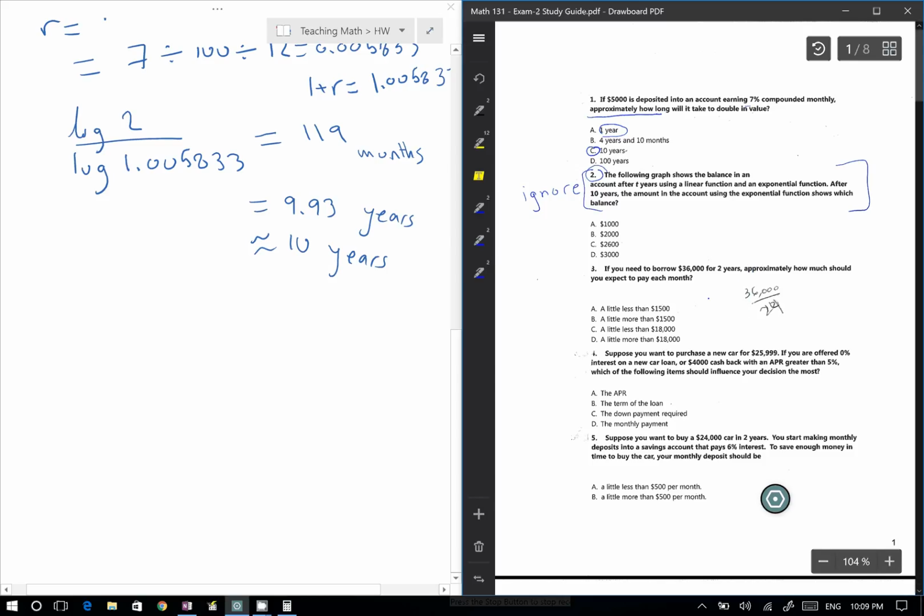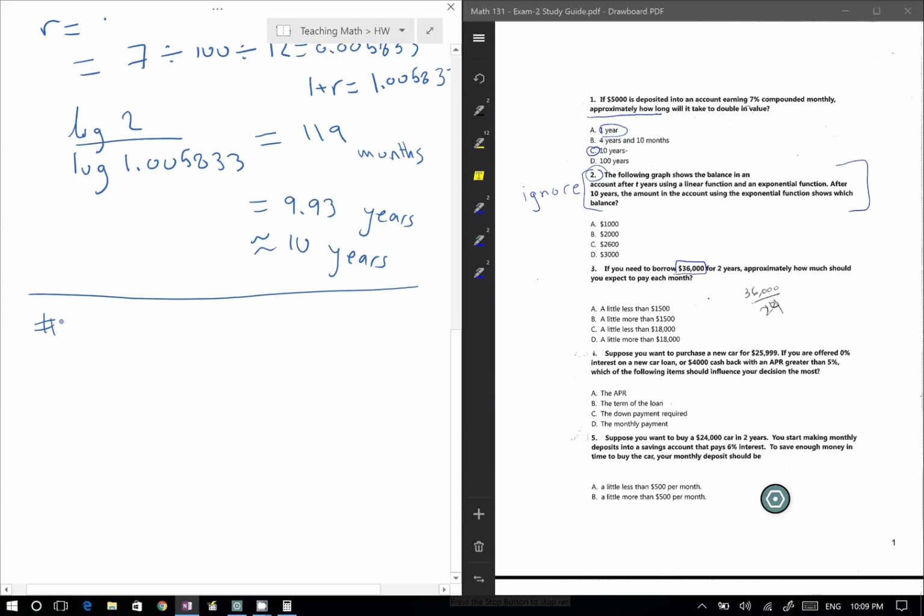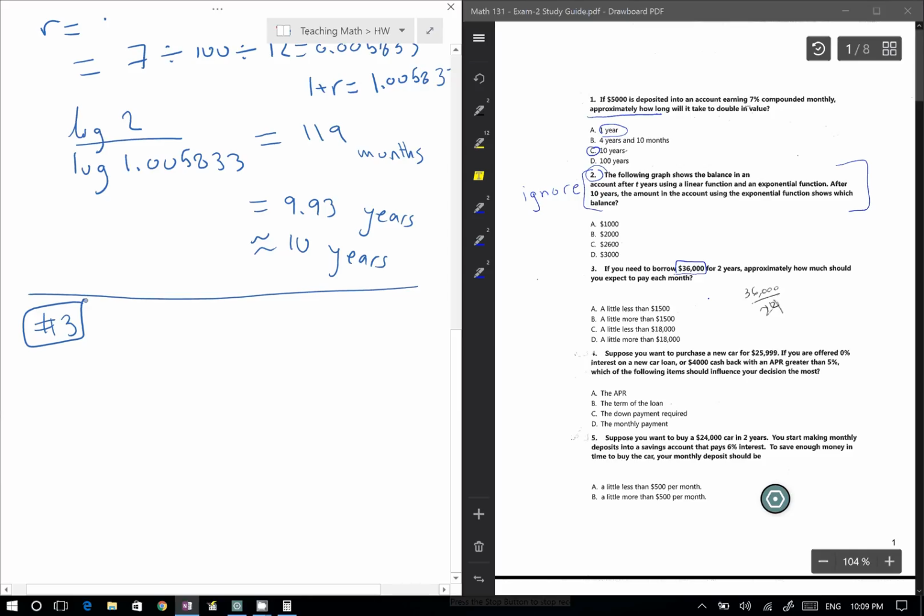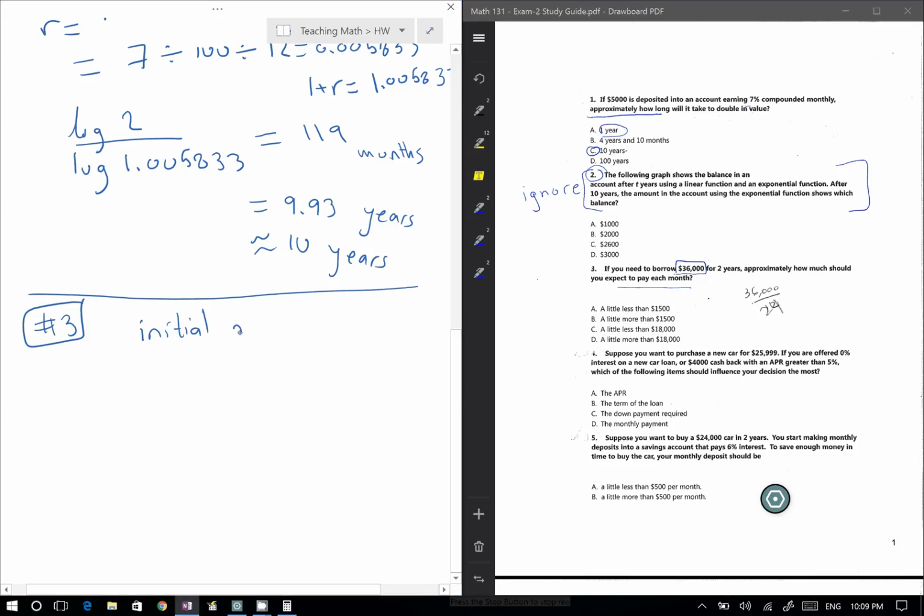question 3. If you need to borrow 36,000 for 2 years, approximately how much should you expect to pay each month? So I have the initial amount, that's 36,000, and the term is equal to 2 years, and I can immediately say it's 2 times 12, it's 24 months.